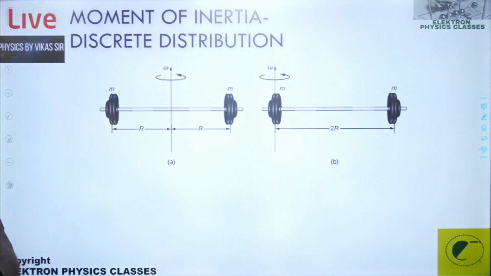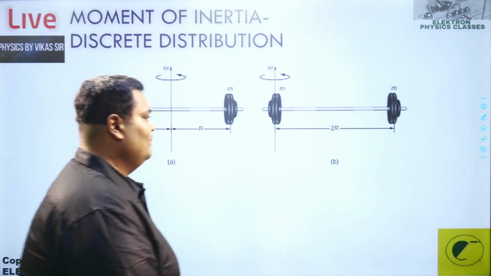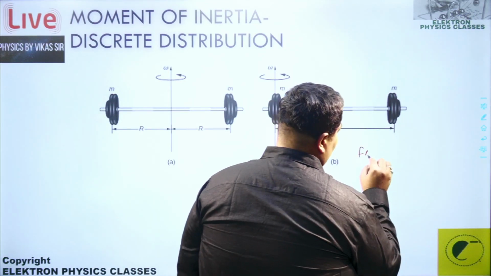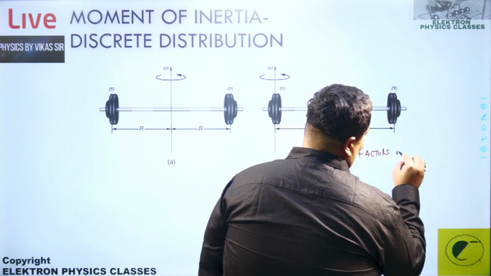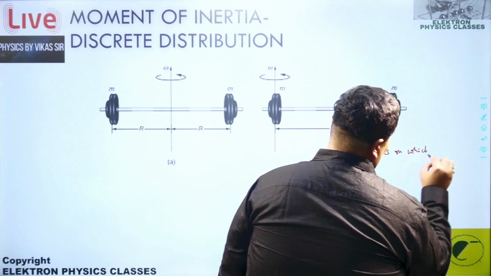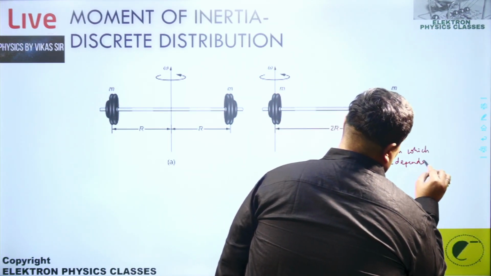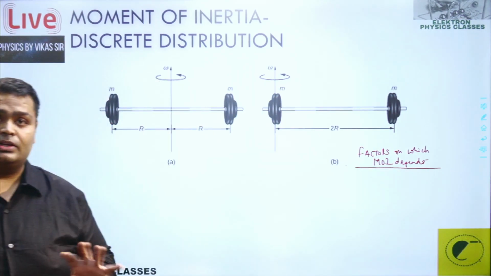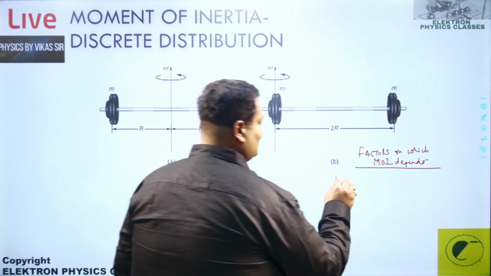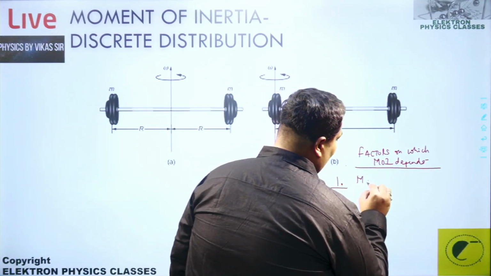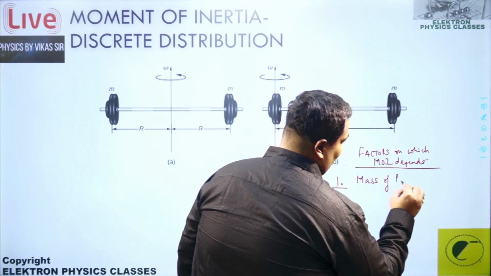In the moment of inertia, first of all, I will write the factors on which the moment of inertia depends. I would like to mention these factors on which the MOI depends. The first is the mass of the rigid body.